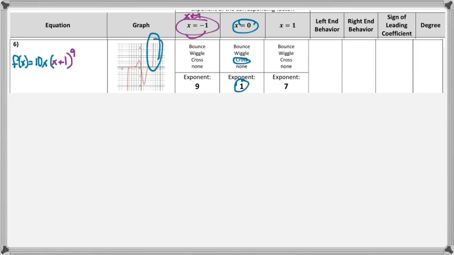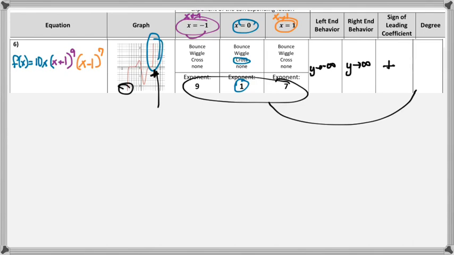Then we're going to do our x is equal to 1, which is going to be the x minus 1 column. That has an exponent of 7. So in our behaviors, we're just describing what's happening in the graph. If I look at this graph, my left-hand side is going down, so that's going to be approaching negative infinity. My right-hand side is going up, so that's going to be approaching positive infinity. The right-hand side was positive, so that means our leading coefficient had to be positive. My degree came from adding these numbers, and that was 17.